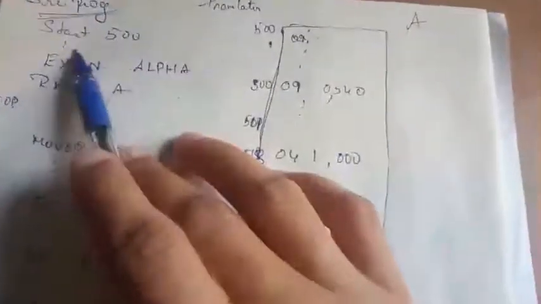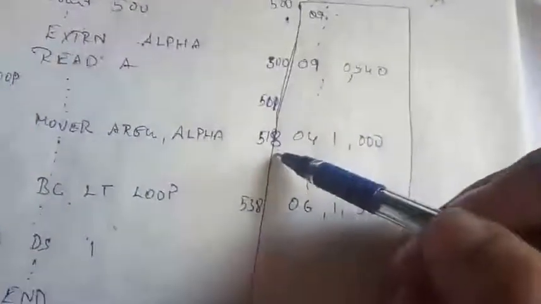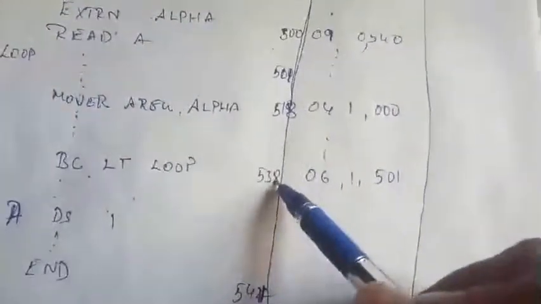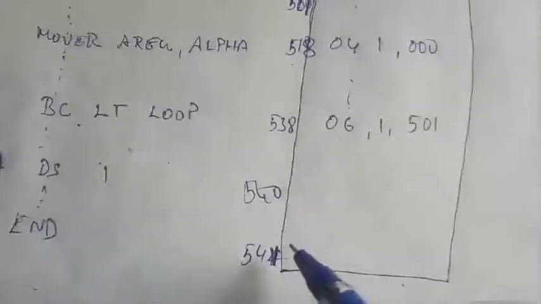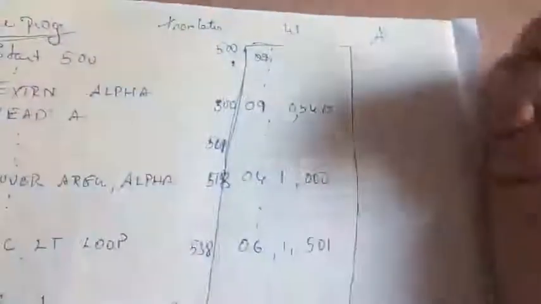Then these are external, so they are outside the program. START doesn't create any pseudo op. So 500, next 501, 502, 503, like that. At 518 you have MOVER, and at 538 you have the BC statement. These are the opcodes for MOVER and BC. Then at 540 you have A, and 541 is the end of the program. So the length of the program is 41.